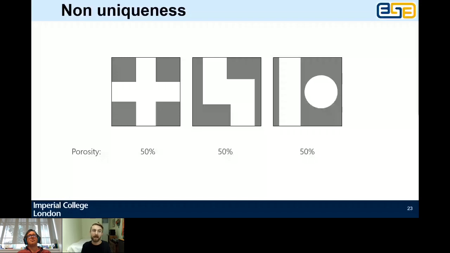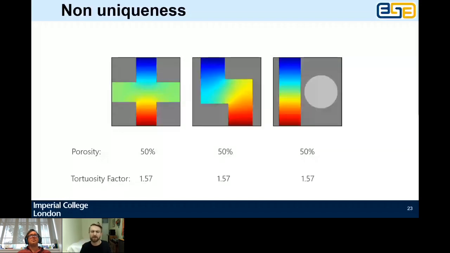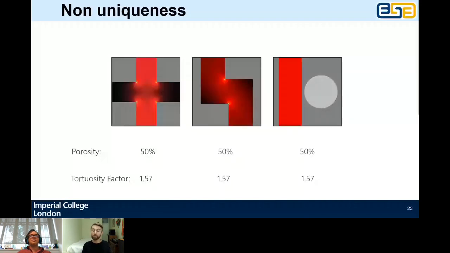Okay. And so here's some kind of scalar field from a simulation, and then here is the flux map for each of them. And what you might see already is that although they have the same volume fraction and the same tortuosity factor, which is pretty much all of the metrics that you would use to characterize microstructural complexity in a conventional 1D battery model, they would clearly have very different behavior.